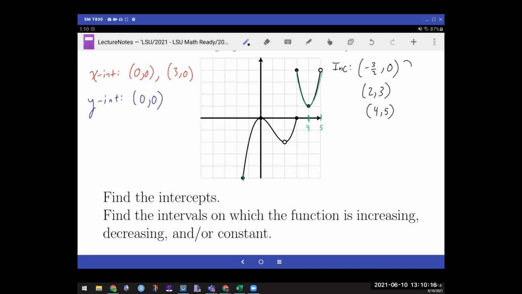Okay, remember, these are not points. These are intervals, interval notation. So x values, where does it start? Where does it stop?